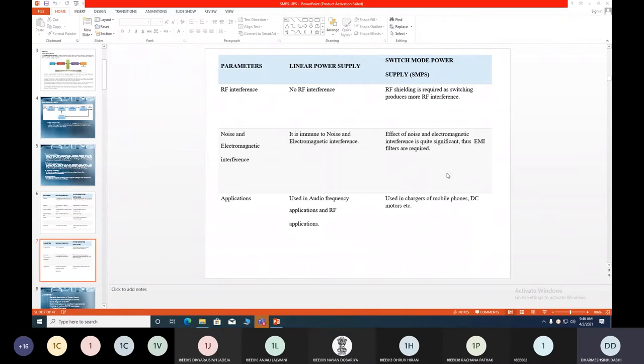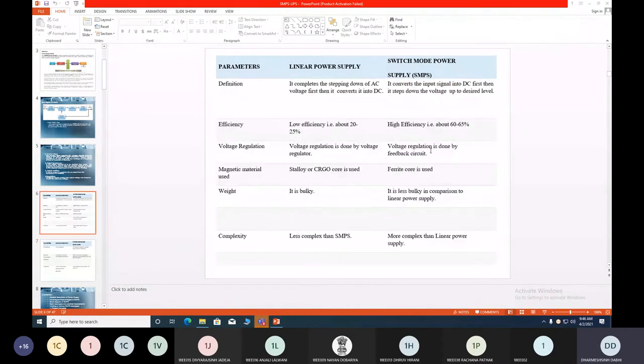So these are the main differences between the linear and switch mode power supply. As we see, the advantages of SMPS are far more than the linear power supply. So generally we prefer to use the SMPS as compared to the linear power supply.